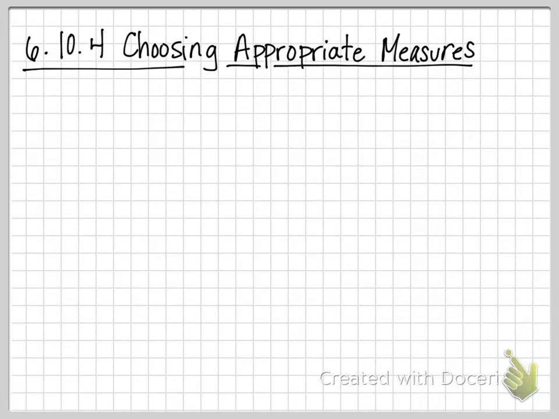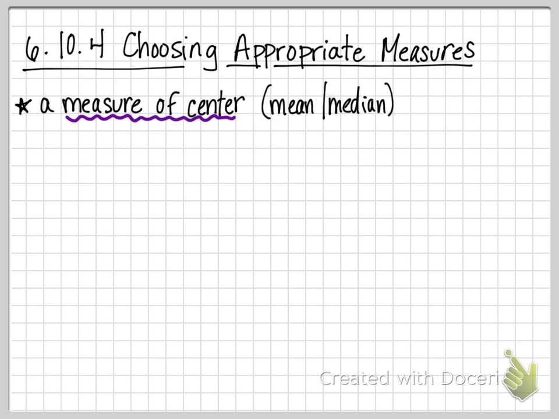All right, so 10.4 is going to be about choosing appropriate measures. If we are going to measure statistically, like the measures of center and the measures of variation, there are better and worse choices to use in order to answer statistically, okay?